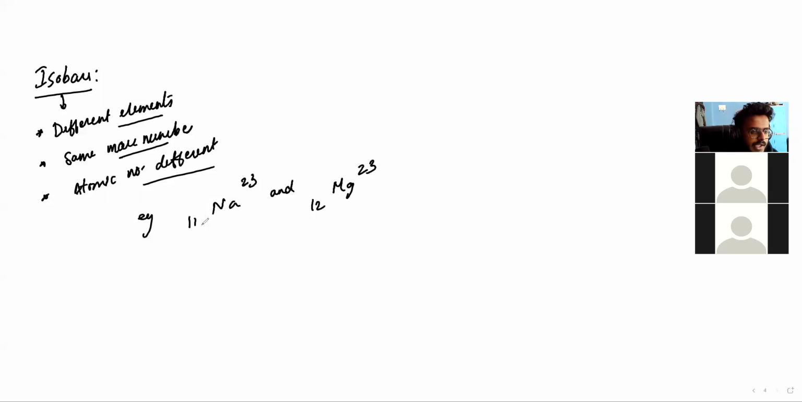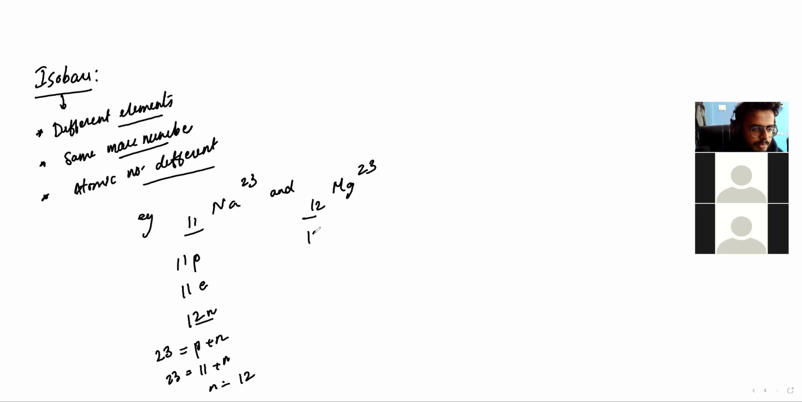So these have different number of protons. This has 11 protons, 11 electrons, 12 neutrons. So why 12 neutron? Because we have 23 as the mass number. So mass number is number of proton plus number of neutron. So we know the number of proton is 11 plus neutron. So neutron will be equal to 23 minus 11, that will be 12. So 12 neutrons. So yeah, 12 proton, 12 electron, 11 neutron.